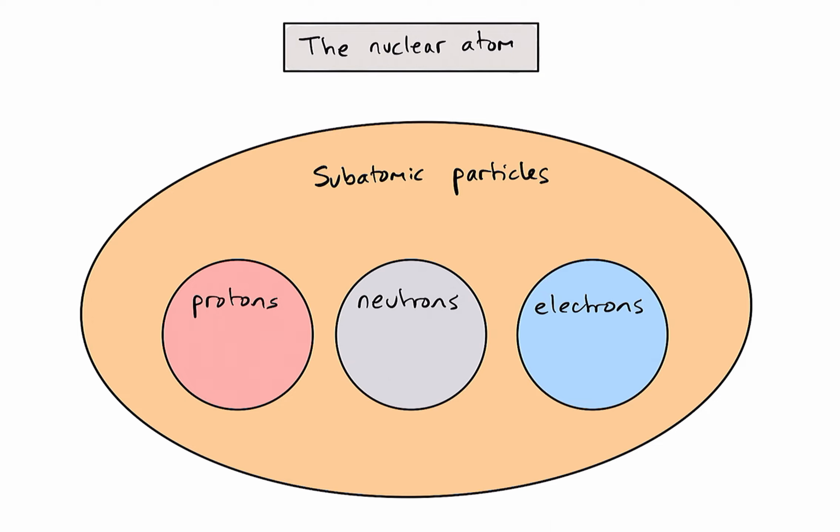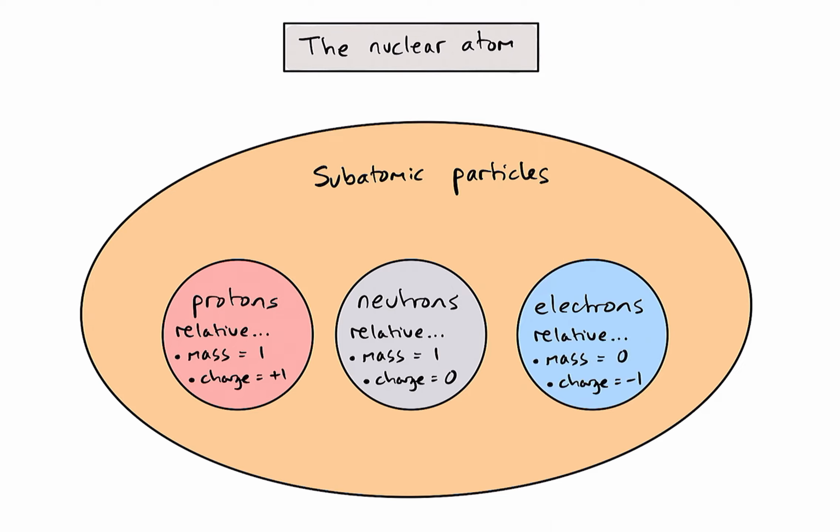So a proton, for example, will have a relative mass of 1 and a relative charge of +1. Neutrons have a relative mass of 1 as well, so about the same as a proton, and a relative charge of 0. They are neutral. And finally, electrons have a relative mass of effectively 0. In reality, it's slightly more than 0, but in comparison to protons and neutrons, we can kind of ignore that value, and has a charge of -1.